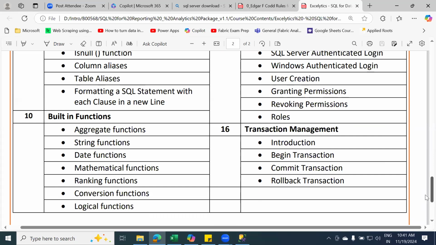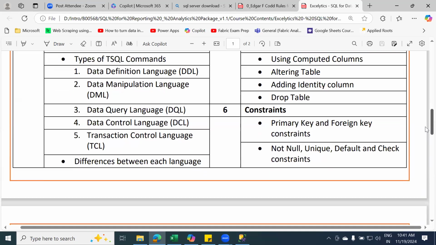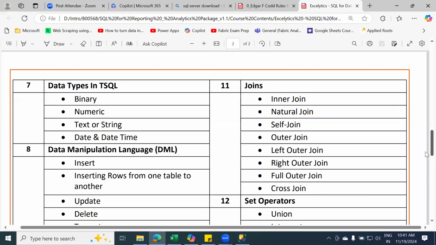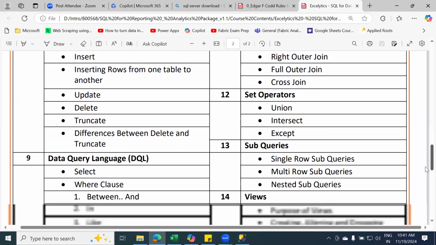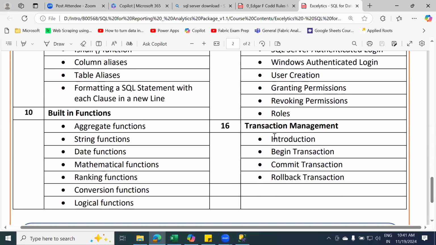Then we will move on. We have some built-in functions, same as Excel. In Excel, we have so many functions, right? The same way, even here, we have some functions. We will learn them. Then slowly we will understand what a table is, what constraints are, and what joins, set operators, subqueries, views, and security are. Finally, we'll close with transactions. So this is the course plan we have.